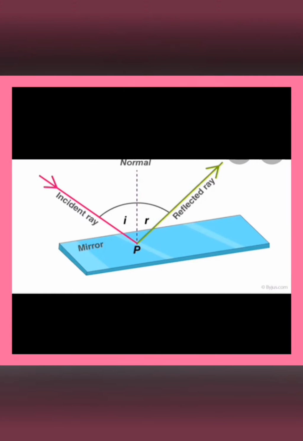So here we can observe angle i. The angle made by the incident ray at the point of incidence with the normal. This is the angle of incidence or incident angle i.